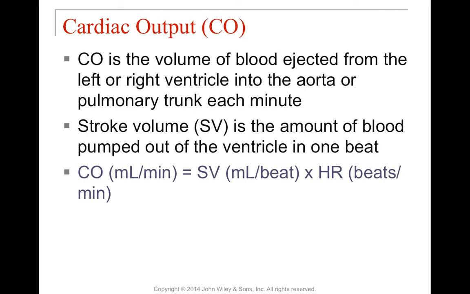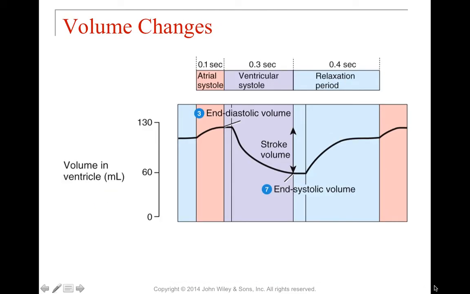So cardiac output is a pretty simple definition: just the volume of blood ejected from the ventricle, you can do it from the left or the right ventricle, into either the aorta or the pulmonary trunk each minute. It's a pretty simple mathematical formula, and I'm not going to ask you to do anything super complicated on the exam, but I want you to understand that we are looking at cardiac output in terms of the stroke volume, which is basically the amount of blood that comes out of the ventricles in one beat, and we talked about that previously, stroke volume, right?